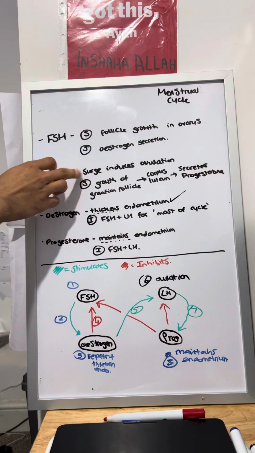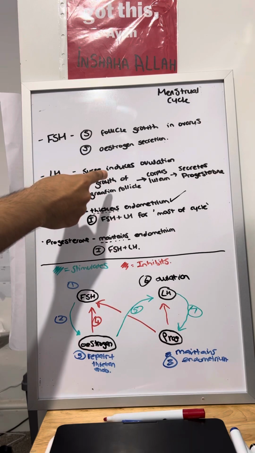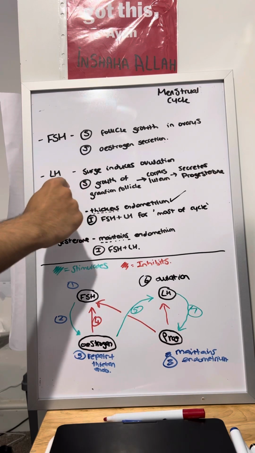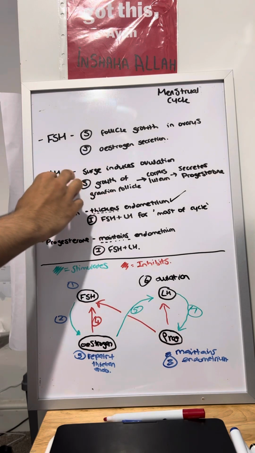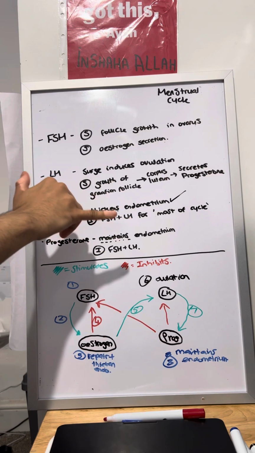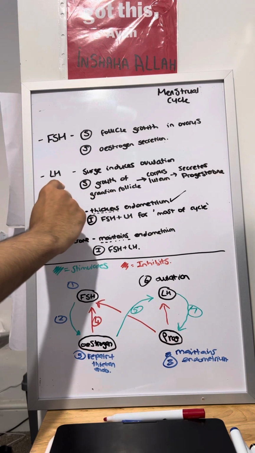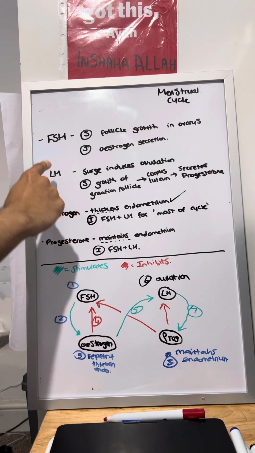LH, very important phrase: surge induces ovulation. You'll probably need that for a 1 marker or something. And one thing that's very important with this whole menstrual cycle and all the hormones is that you have to see how they all intertwine together.